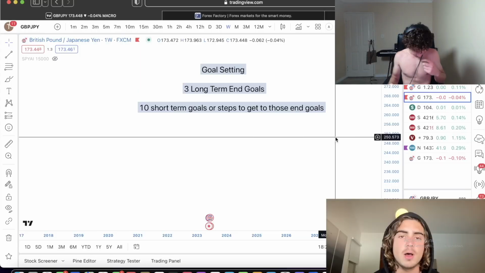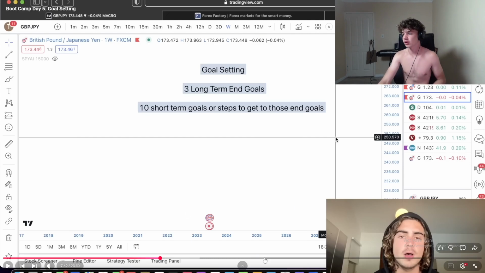So the goal would be to cut that down to 3 hours screen time daily, with like 1 hour on TikTok. That would be the goal.